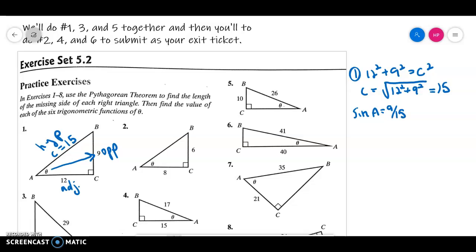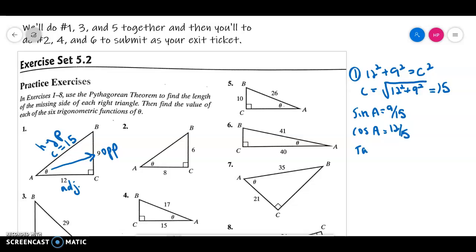That is all you have to enter. Don't reduce the fraction. Don't use your calculator again to try to write that as a decimal point. It's much easier to find mistakes with these if we see exactly what the fraction looked like from the start, from the way the triangle was labeled. So cosine is adjacent over hypotenuse, 12 over 15.